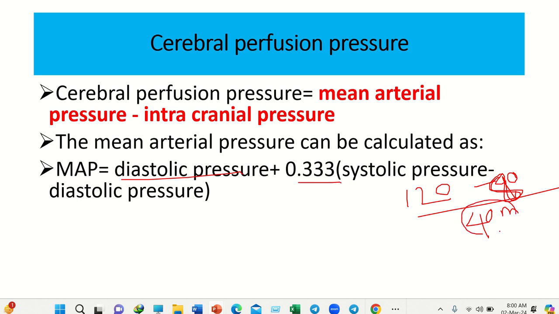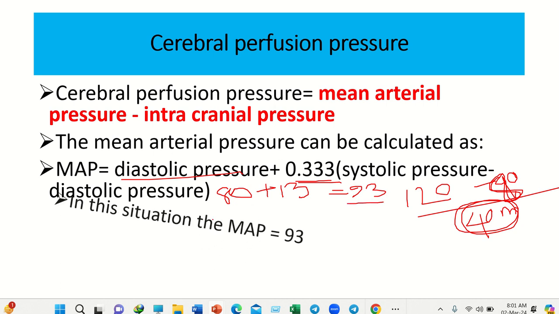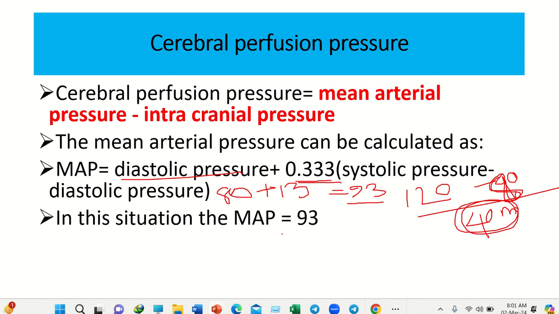Here pulse pressure is 40 millimeter mercury, and when we multiply with 0.33, it comes to about 13. And diastolic pressure is 80. So 80 plus 13 is 93. So here mean arterial pressure is 93. Actually it is 93.33 or something, but we take only 93.